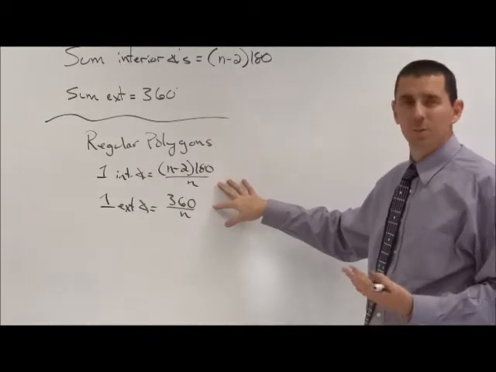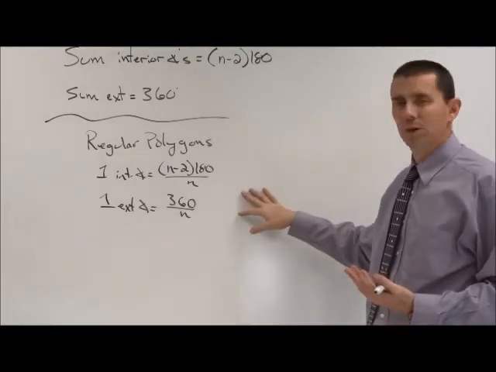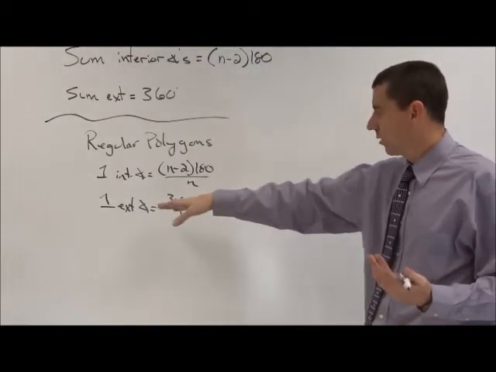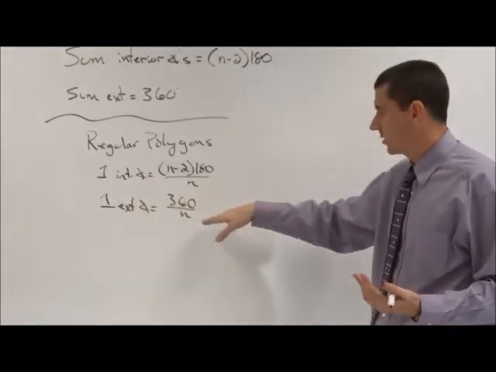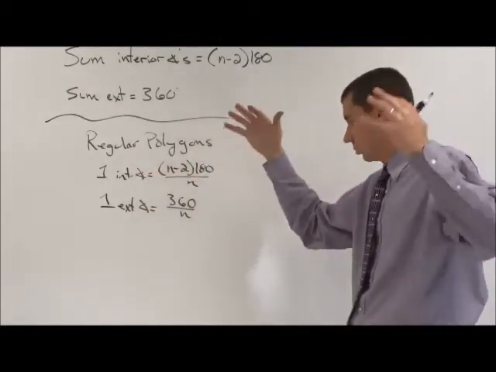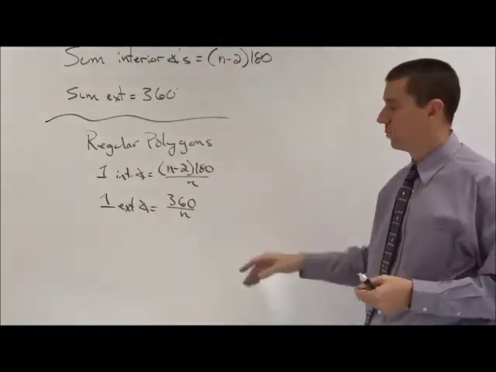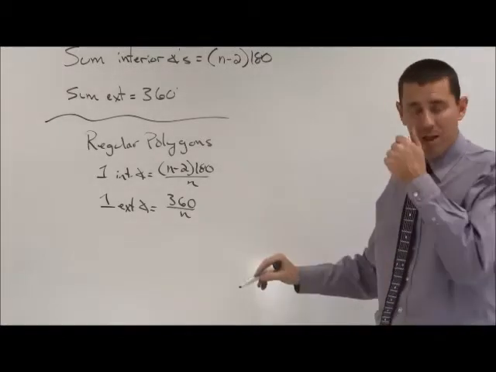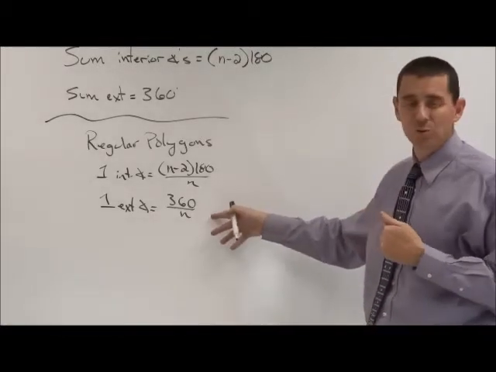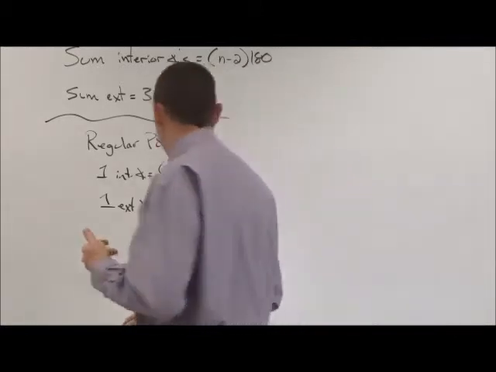If I look at these two formulas and I said, which one of these is the one I would want to deal with? This one. There's not a whole lot going on. Exterior angle, 360 divided by n. This one, n minus 2 in parentheses. Not saying you can't use both, but it's real easy to look at them and say, this is the easier one to set up and solve for.